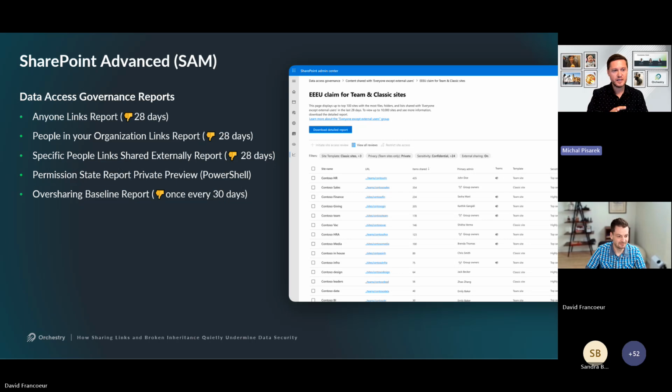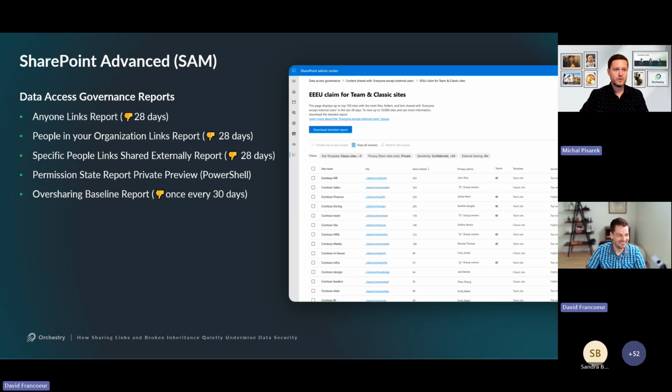But there's a bunch of these things. The one that I like, which is interesting, which is in private preview, is called the permission state report. That's the one which a lot of people have been asking for, Dave. Show me everywhere this person has access to. It's going to give you a report of that. Unfortunately, it's actually not going to tell you the items. It's just going to say this person has access to 37 things within the site, and you have to go in and, again, go down into that deeper level.